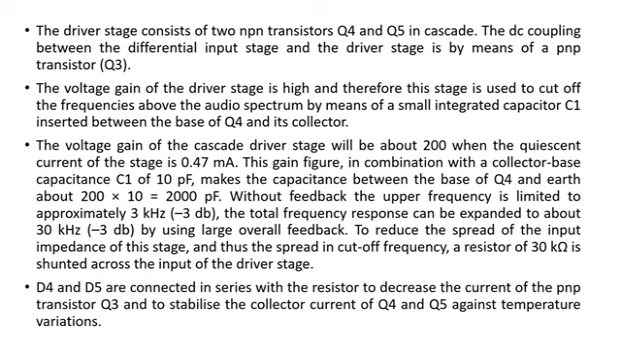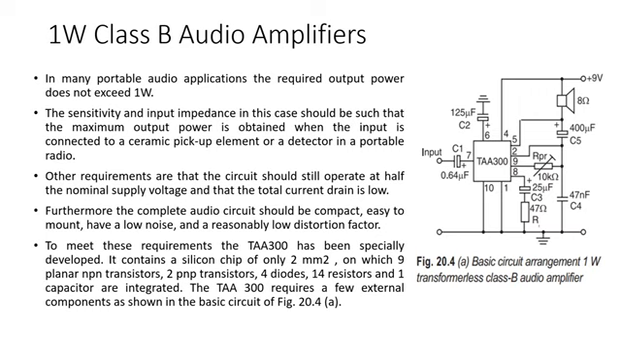So next is going to be your 1 watt audio amplifier, where they are using a class B amplifier. This is the design of a class B amplifier. With the TAA300 IC we are designing a class B audio amplifier. Why has it been given the word 1 watt? It means the output power will not exceed more than 1 watt.